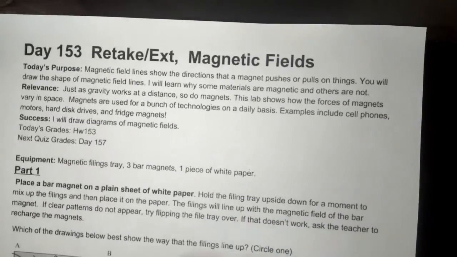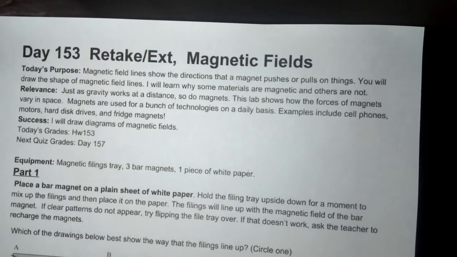Day 153, Magnetic Fields. Today's purpose. Magnetic field lines show the direction that a magnet pushes or pulls on things. I will draw the shape of the magnetic field lines. I will learn why some materials are magnetic and others are not.